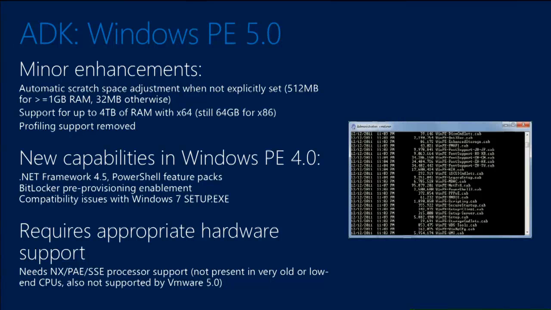Windows PE 5.0 and Windows PE 4.0, because they're based on Windows 8.1 and 8.0 respectively, do have the same hardware requirements as those full OSs. So PE 5 does need NX, PAE and SSE2 support. As we mentioned before, there are some older, lower-end machines that won't have that, and VMware 5 doesn't have that, so you may have some machines that aren't capable of actually running Windows PE 4 or 5 and won't be able to run Windows 8 either.